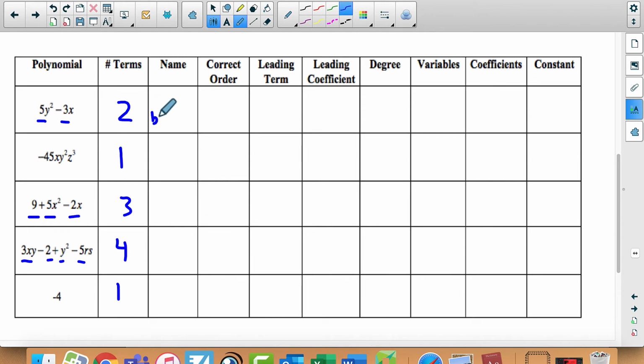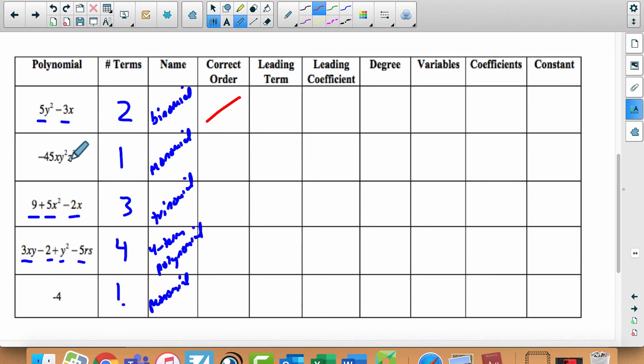Name. Well, if there's 2 terms, it's a binomial. 1 term is a monomial. 3 terms is a trinomial. 4 terms is a 4-term polynomial. And 1 we already said was a monomial. Okay, the correct order. Here's one that contradicts. Do you go by descending order and go degree 2 and then degree 1? Or do you go by alphabetical and put x before y? Let's say either one's fine. So I'm not going to answer this one. Correct order when it's a monomial? Well, there is no order. There's just one way of doing it.